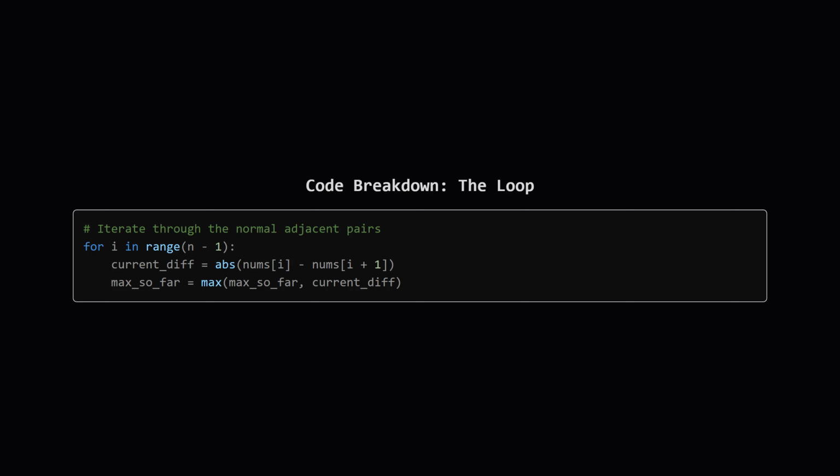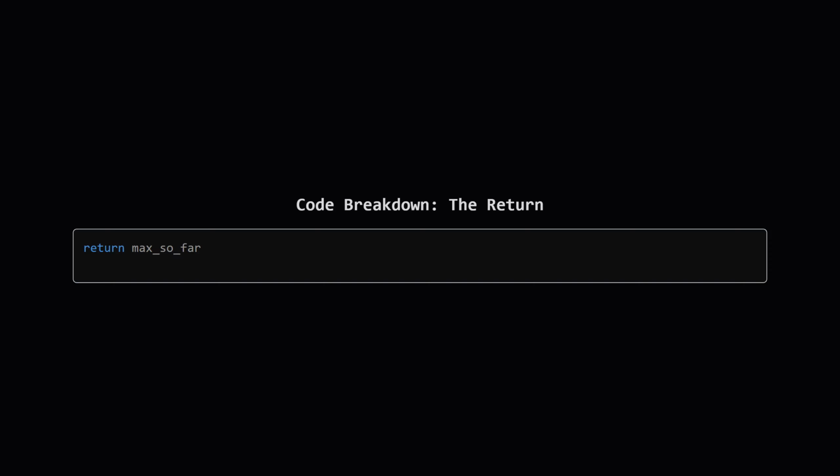Next comes the main part of our work, the loop. This loop runs from the start of the array up to, but not including, the very last element. Inside the loop, for each position i, we calculate a current difference. This is the absolute difference between the element at position i and its neighbor at position i plus 1. Then, we update our max so far variable by taking the larger value between its current self and this new current difference we just found. And finally, once the loop has finished checking all the regular adjacent pairs, the max so far variable will hold the largest difference found among all pairs, including the circular one. So we just return that value, and that's it.